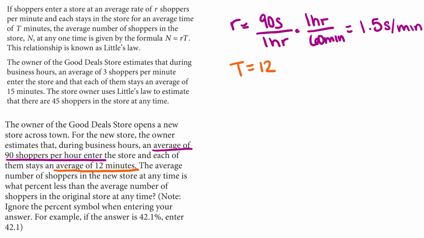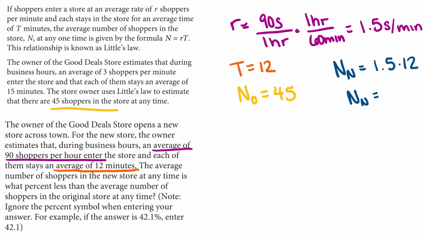So for our original store, or our N-O, we know that there are 45 shoppers in the store at any time. So to find our N for our new store, we'll use our formula, which is our rate times our time, our T. So 1.5 times 12. And so our number of shoppers for our new store is going to be equal to 18. There's an average number of 18 shoppers in the store at any time.